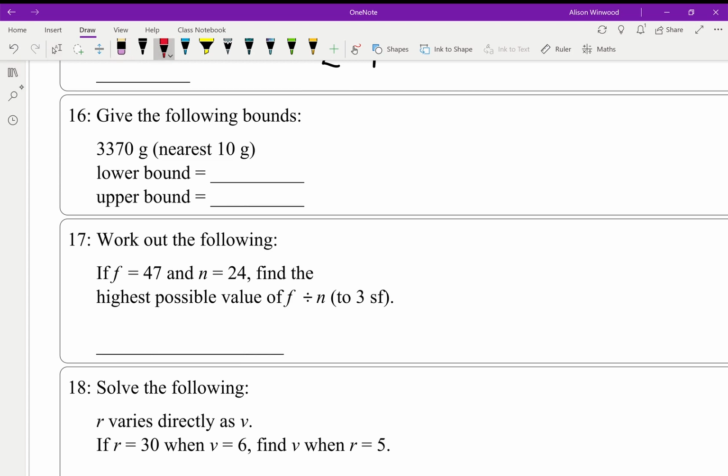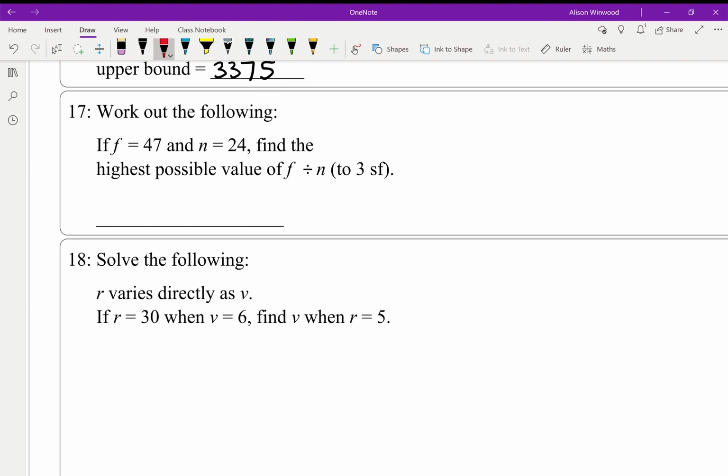So if it's been rounded to the nearest 10, the limits are going to be at +5 and -5. So the lower bound will be 3365, 5 below, and the upper bound 3375, 5 above.